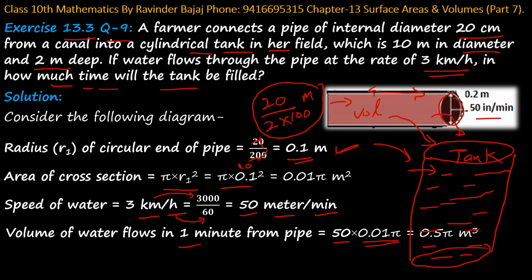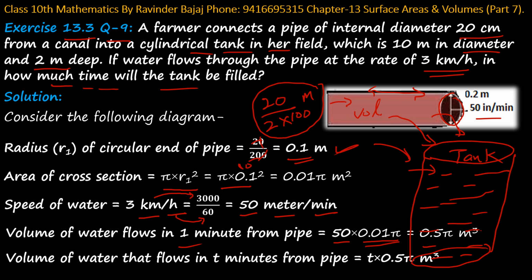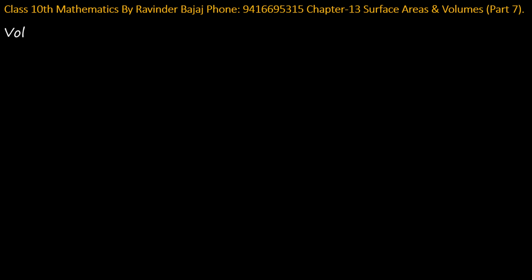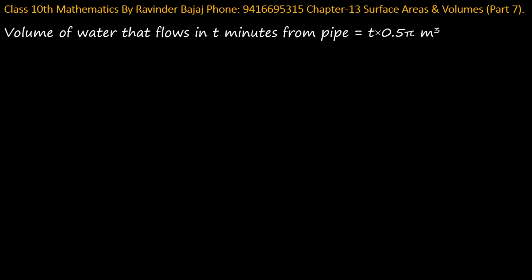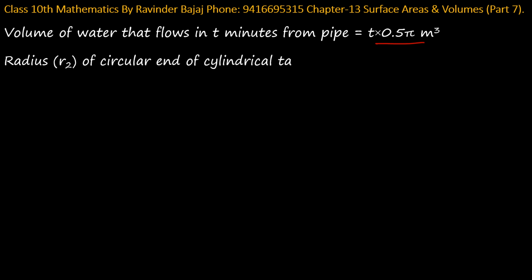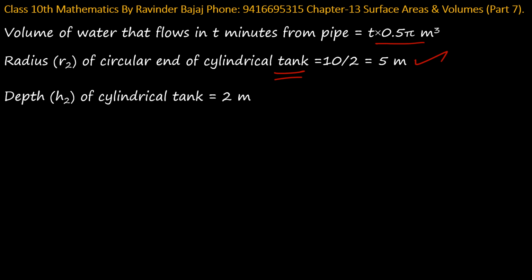Okay, let's continue. Volume of water that flows in T minutes from the pipe is equal to T into this. So in 1 minute we have calculated, now we are calculating it for T minutes. So this is volume of water in T minutes, equal to T into 0.5 pi meter cube. Radius r2 of circular end of the cylindrical tank. We are talking about the tank, okay? Radius of tank is 5. Depth of tank, that is height, is 2 meter.